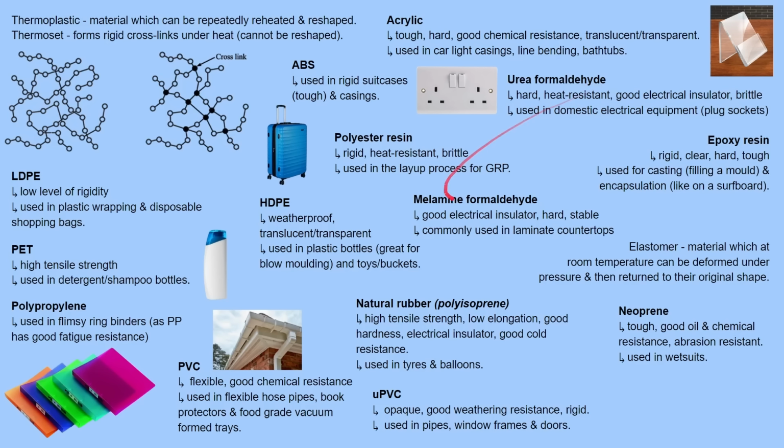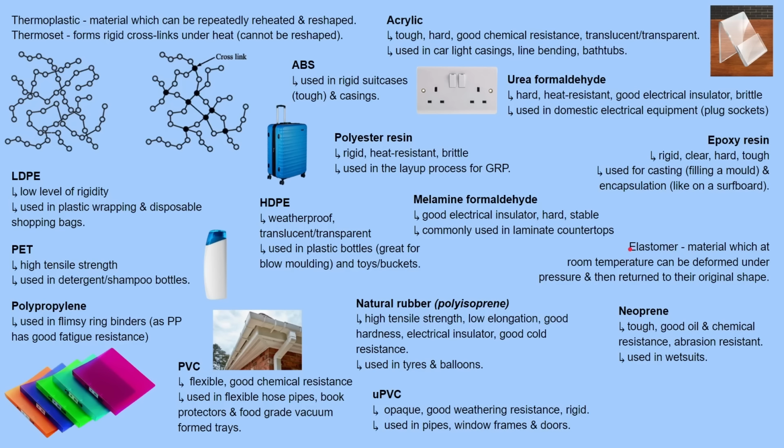Lastly, melamine formaldehyde. So both of these words have formaldehyde and resin are those keywords for thermosets. So melamine formaldehyde is a good electrical insulator. It's hard, it's stable. It's commonly used in laminate countertops. So the top surface of some kitchen countertops that aren't made from like granite or actual stone. The top layer is going to be melamine formaldehyde, and the inside, the middle layer, is probably going to be chipboard. And then lastly, we have 2 elastomers.